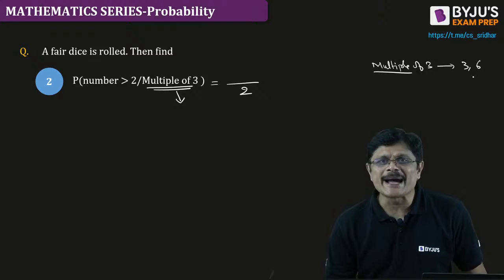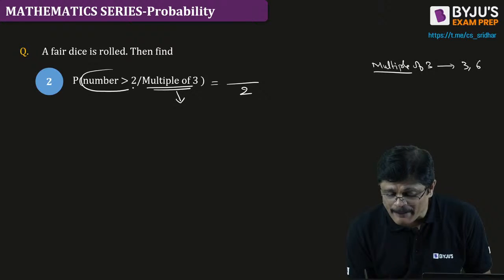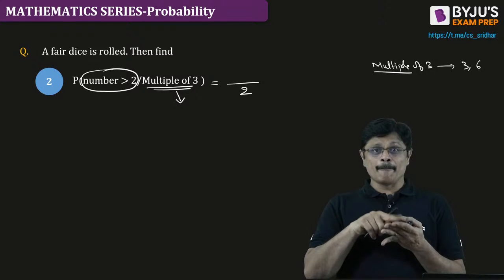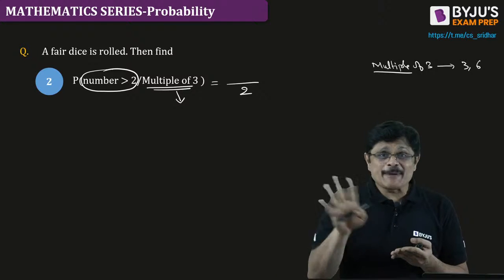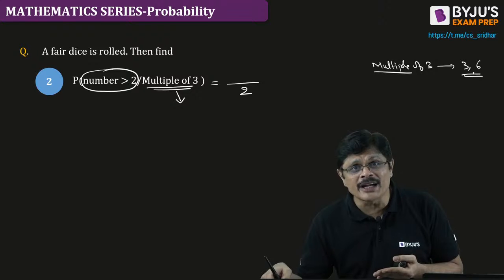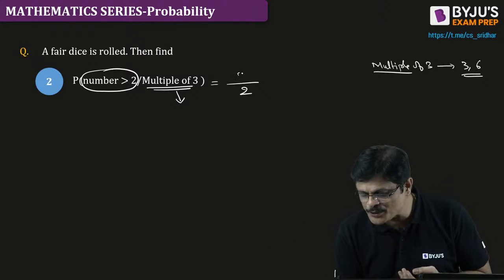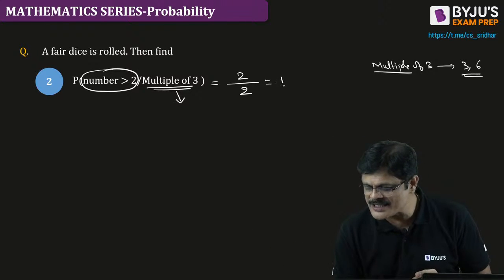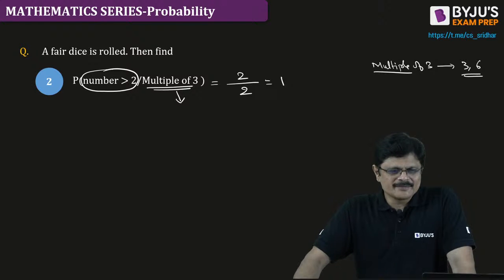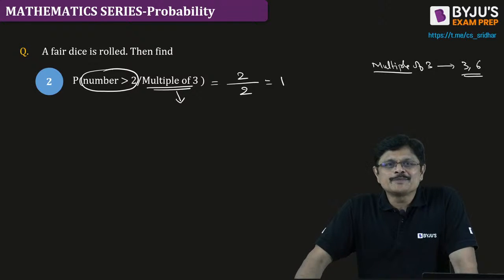See, this is what is happened. In that, how many are favorable for number greater than 2? Number greater than 2 means 3, 4, 5, 6. But the sample space is not the whole die; this is what happened. In that, number greater than 2, how many? Both are numbers greater than 2. 2 by 2, so the answer is 1. Are you able to follow?